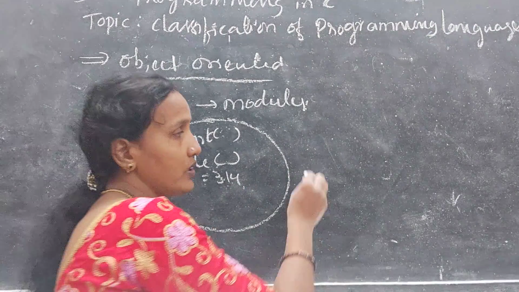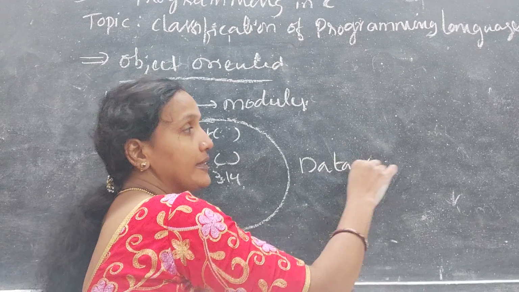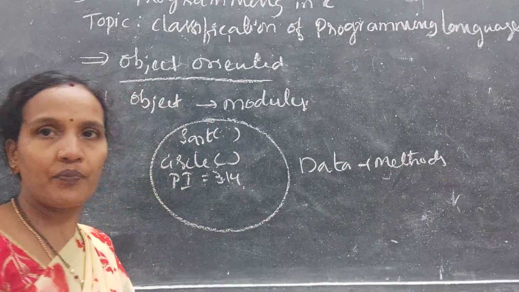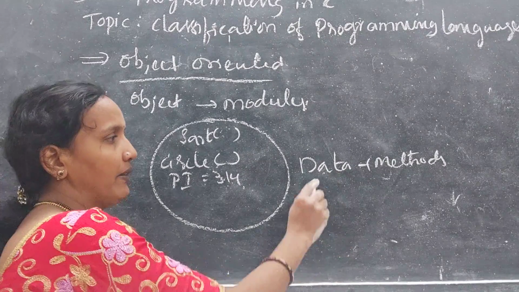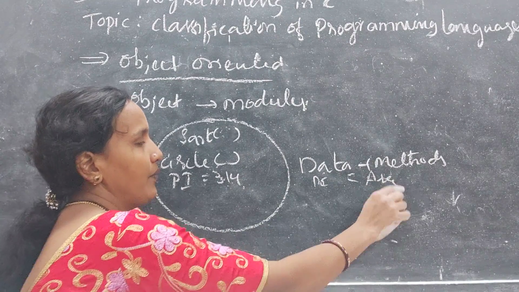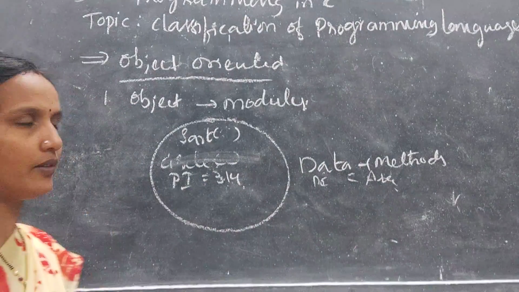So our object is called data plus methods. Data is nothing but the pi value. Method is nothing but, for example, calculating the area of a circle.